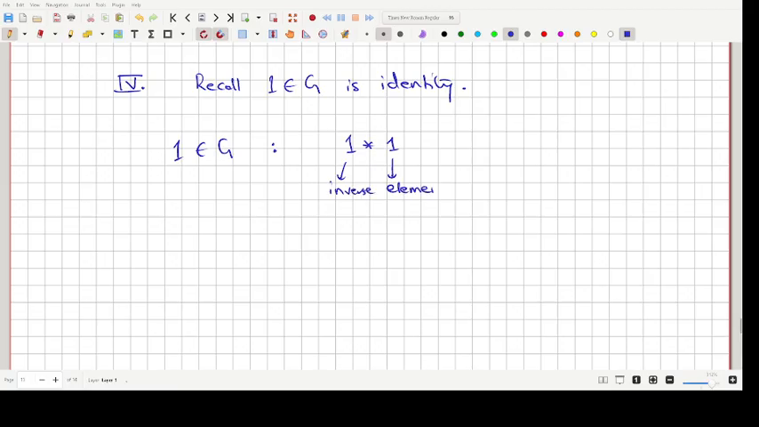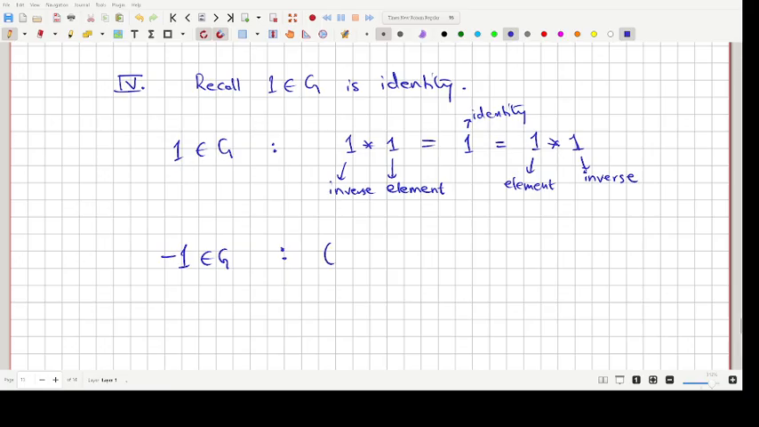So what we're trying to show here is that 1 is the inverse of itself, right? The element star the inverse is the same as the inverse star the element, which is equal to the identity. Correct? So the inverse of the identity element is 1 itself. Okay, let's look at negative 1. Negative 1 belongs to G.